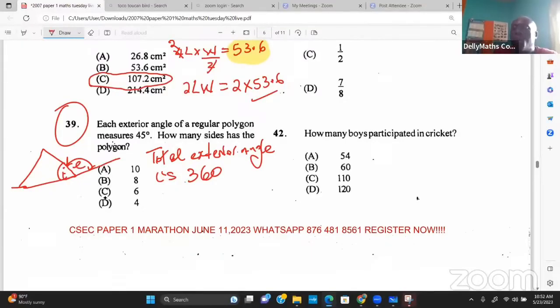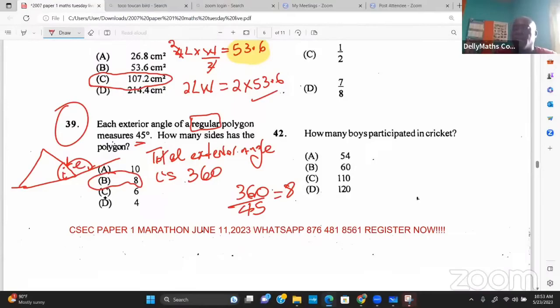So then if I want to know the number of sides, if I have a regular polygon, and this is a very powerful word here, it means that all of them will be the same. So if I divide 360 by 45, it's going to tell me how many sides we have. You're going to have 8 sides. So this is the way to go, right? What you want to understand is that the total exterior angle of any polygon is 360.